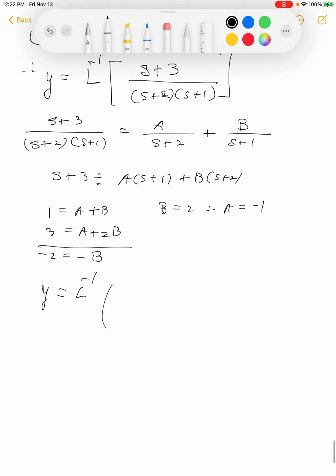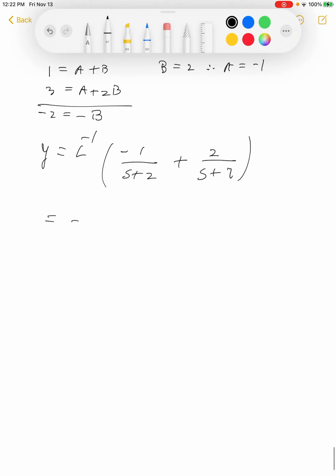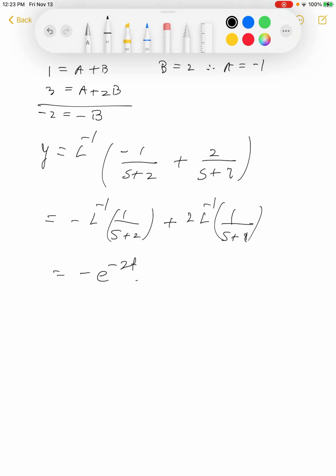So therefore y will be the inverse transform of, a is minus 1, so it's minus 1 over s plus 2 plus 2 over s plus 1. So this is going to be minus L inverse, because L is a linear transformation, so is L inverse. And you know from the table this is e to the minus 2t, and the other thing will be e to the minus t. So the answer to this is 2 e to the minus t minus e to the minus 2t. Sorry, there is no minus 2.